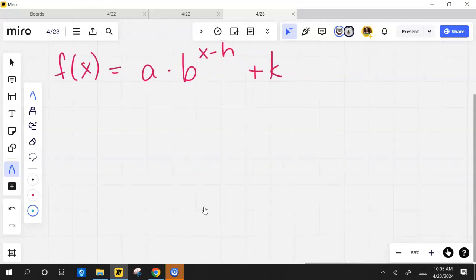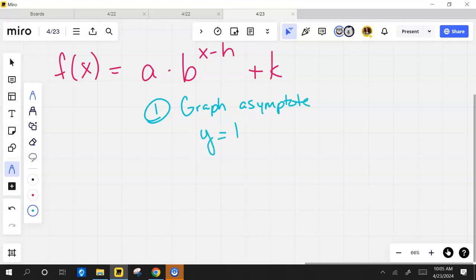Here's what I'm going to do. The first thing I'm going to do to graph, and I think I'll just show you the steps to graphing, and then we'll jump over to actually graph. The first thing I'm going to do is graph the asymptote. And the asymptote, it's always horizontal, and it always happens at y equals k. Whatever that k value is there, that is my asymptote. So if nothing's there, where's the asymptote? 0. That's exactly right.